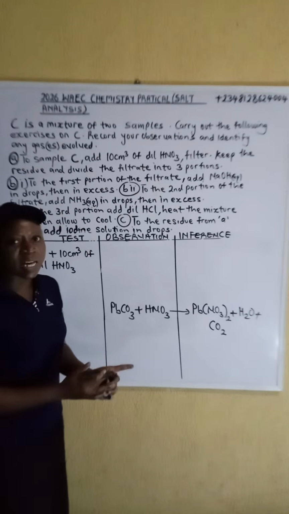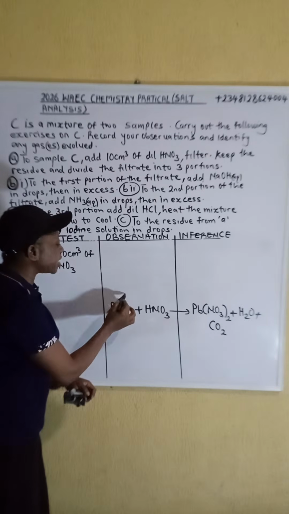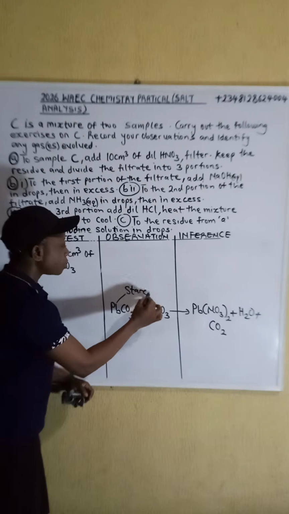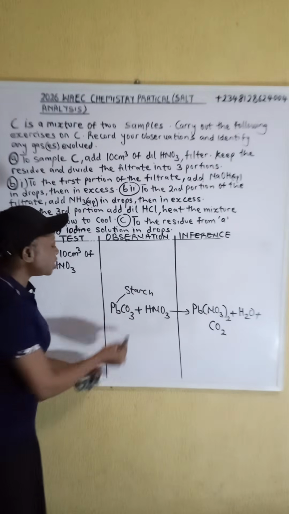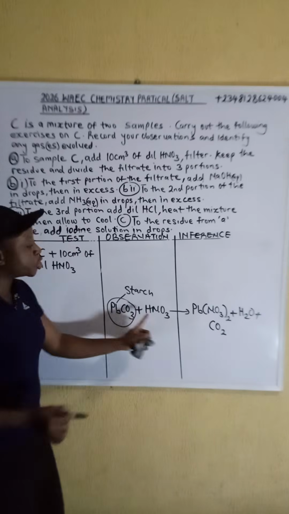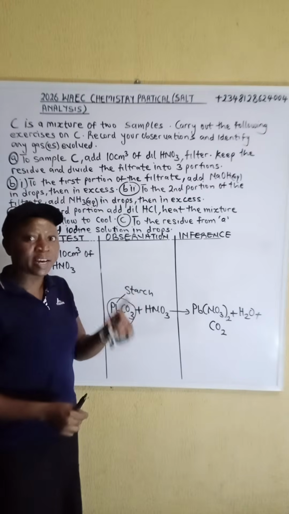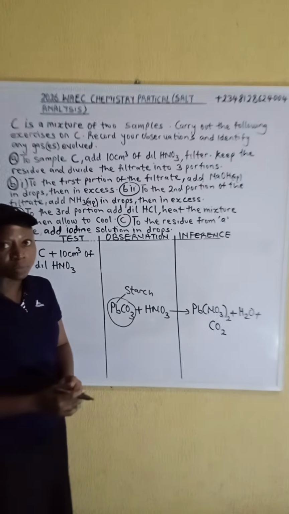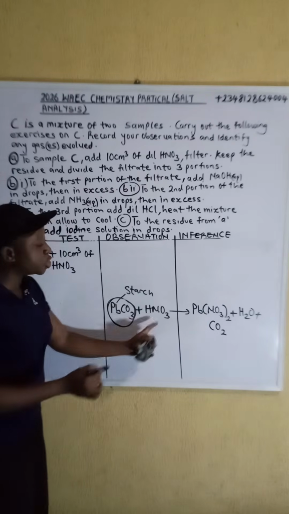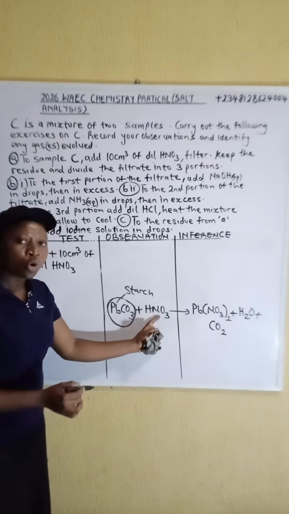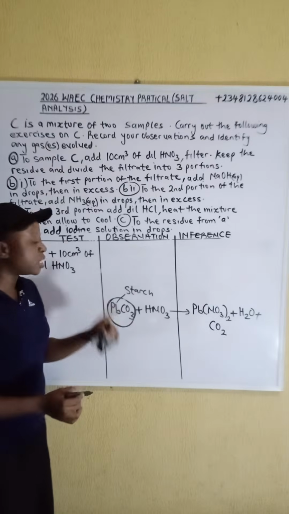Now, we should not forget that our sample C is a mixture of this lead carbonate and what? And starch. It is not only lead carbonate that we have in C. We have starch and lead carbonate. It is only this lead carbonate that will dissolve in HNO3. Starch will remain insoluble in HNO3. So what will be our observation? Don't forget that only lead carbonate will dissolve in nitric acid. So starch will remain insoluble in nitric acid.